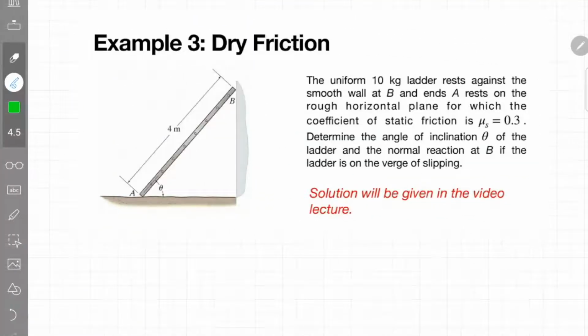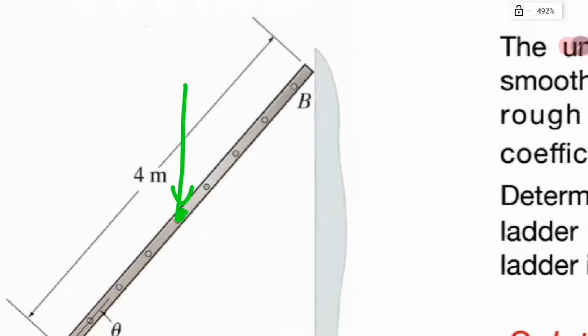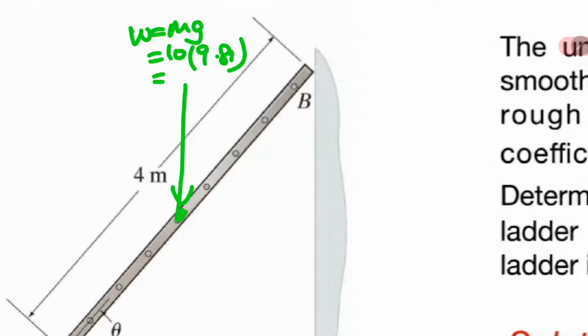Now let us look at this example. It involves an object which rests on two surfaces. So this is a uniform 10 kilogram ladder. We know the weight would act in the middle of the ladder, and if you want to convert the mass into an equivalent weight, we use the formula mg. So m is 10 kilogram and the gravitational acceleration is 9.81. So the weight of this ladder acting in this direction will be 98.1 Newton.